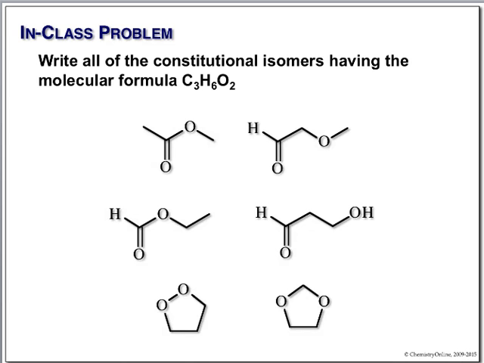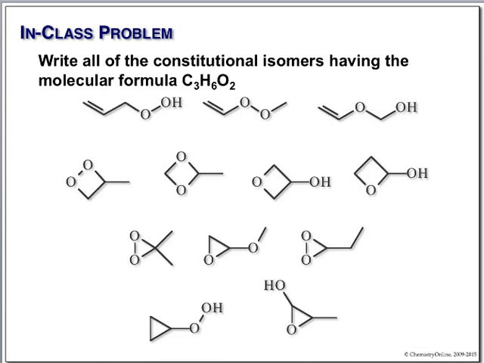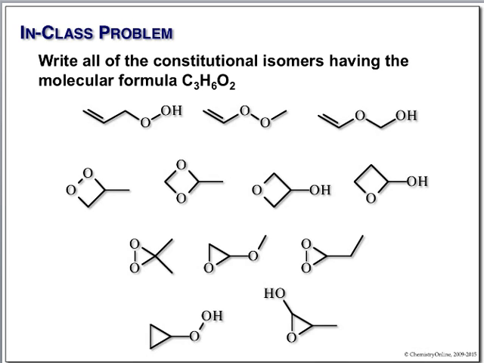Here we've made an ester. Here we've made another ester. This is yet another ester. This is an aldehyde and an alcohol. This is an ether. So is this. But we're not done yet. You can also do all these guys. These are all legal isomers, constitutional isomers of C3H6O2. Organic compounds can get very, very complicated very, very quickly. Any questions?